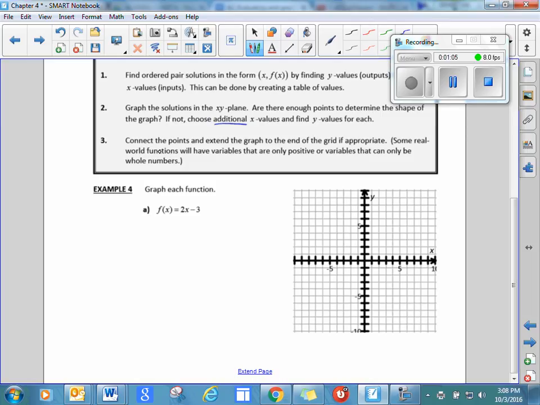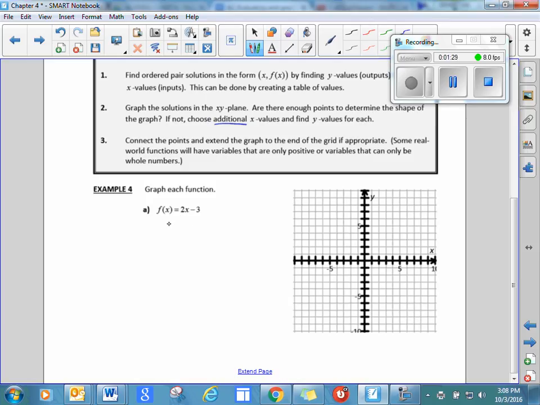And it says some real-world functions will have variables that are only positive or only negative, depending on the situation of the word problem. In science, you really only deal with the first quadrant most of the time. All your variables, all your x's and your y's, your independent and dependent variables, are mostly always just positive. So let's look at an example.